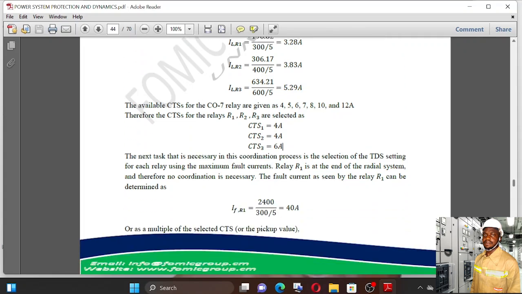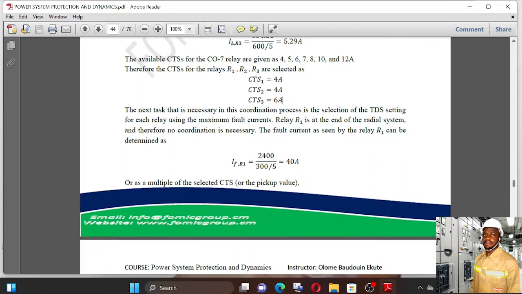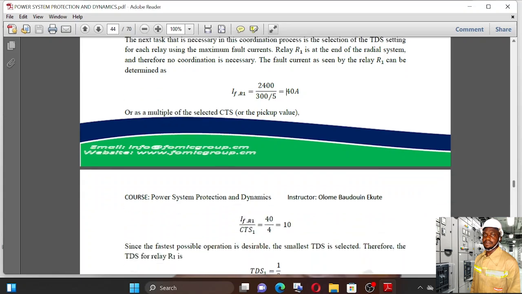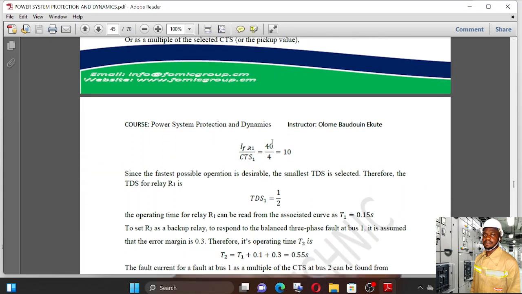Since you now have that, during the fourth step, you know that was the normal condition, because you use the normal condition in order to find the characteristic of the relay if the characteristic of the relay is not given. Now, to know the fault current that is fed to the relay, you use the fault current on that line times 5 on 300. As we did above, the fault current for relay 1 is 40 ampere.